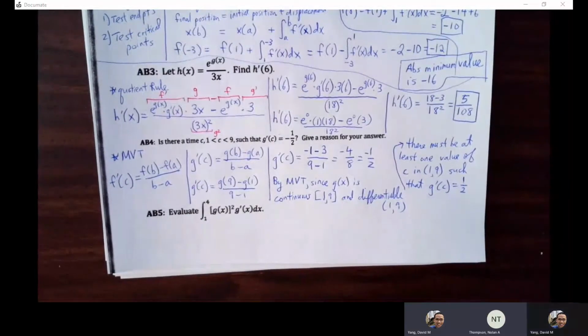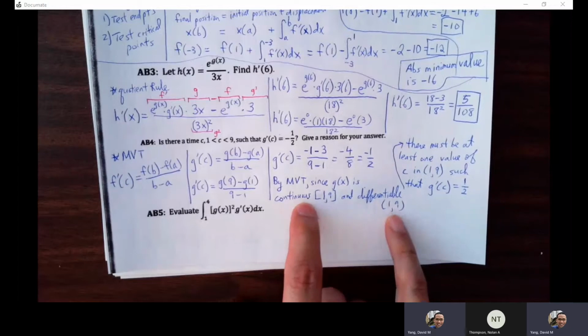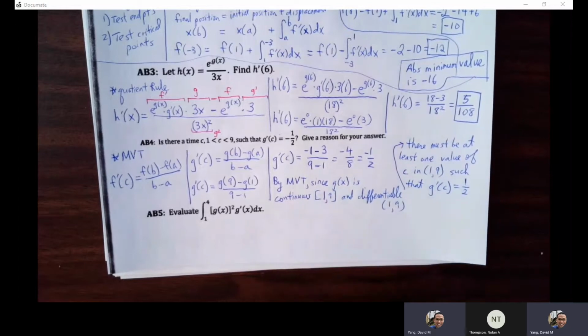All right. So when we answer the question on the exam, we have to write all of that. If it's free response, then yes. Continuous on the closed, differentiable on the open. We want to make those statements.